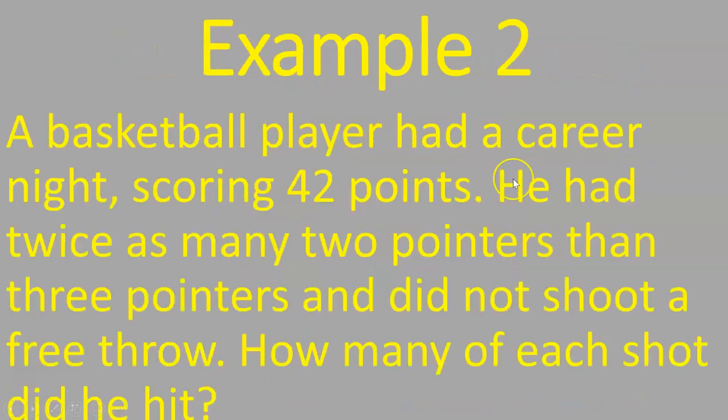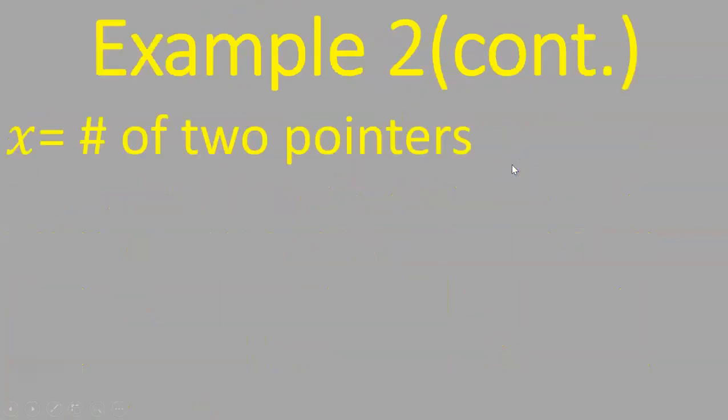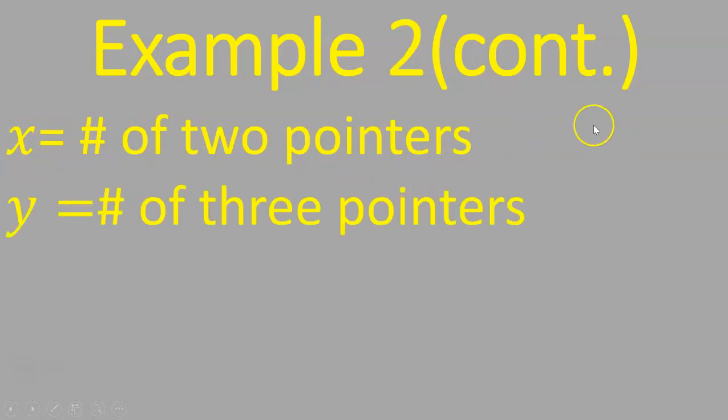Second example, a basketball player had a career night, so a really good night here, scoring 42 points. He had twice as many 2-pointers as 3-pointers and did not shoot a free throw. How many of each shot did he hit? Okay, you have to know just a little bit about basketball here to know that there's three ways to score: a 2-pointer, a 3-pointer, or a free throw. Here we're only interested in 2 and 3-pointers. So again, you don't have to use X and Y, but we'll let X be the number of 2-pointers, Y be the number of 3-pointers.